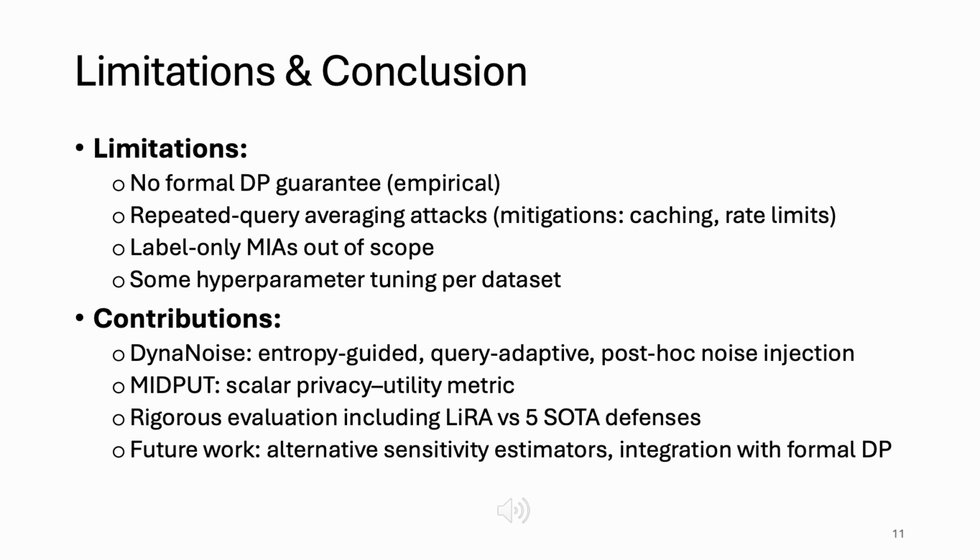So to conclude, we presented DynaNoise, a post-hoc defense that scales noise to per-query risk using entropy. It achieves the best privacy-utility trade-off on vision benchmarks under 6 attacks, including LiRA, at 1% overhead and 0 retraining. We also propose MIDPUT, a modular scalar metric for comparing defenses.